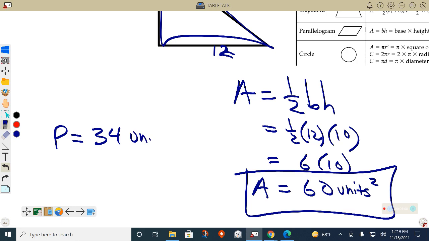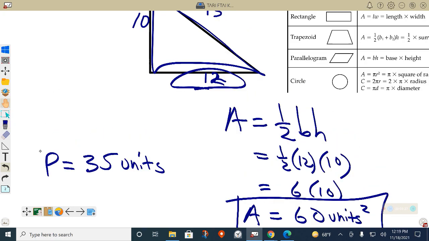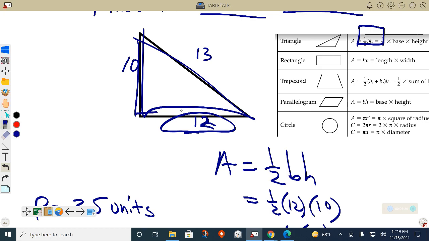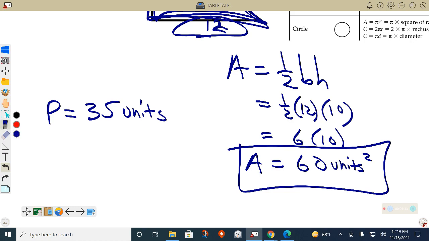34 units. Because notice, they didn't specify whether this is inches, so we just write the word units. 35? My bad. Coffee time, coffee time. 35 units, but notice they're not square units, they're just normal units because square units is only for area, the two-dimensional space. Perimeter is just one-dimensional distance around the shape. One-dimensional distance, just the distance around, therefore it's units only.